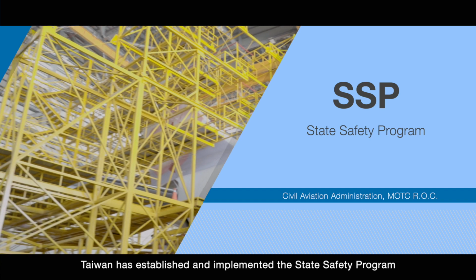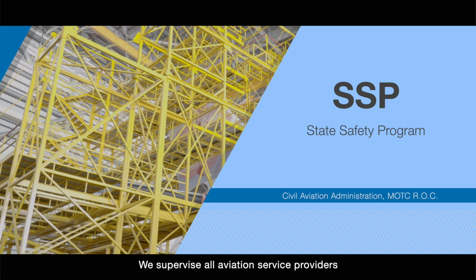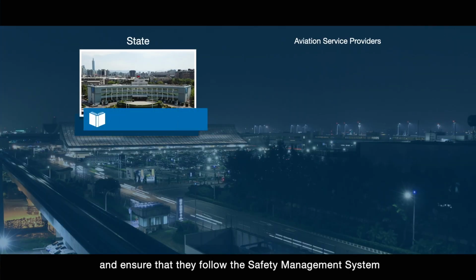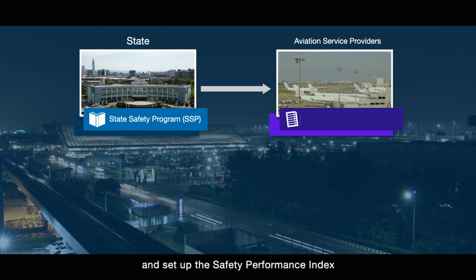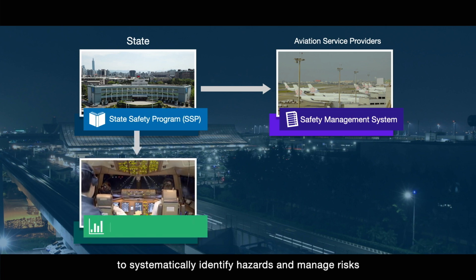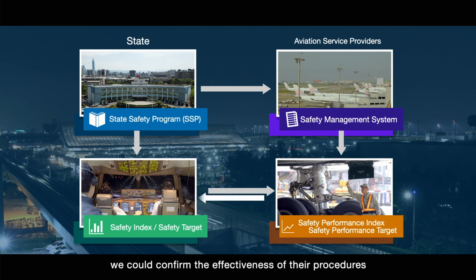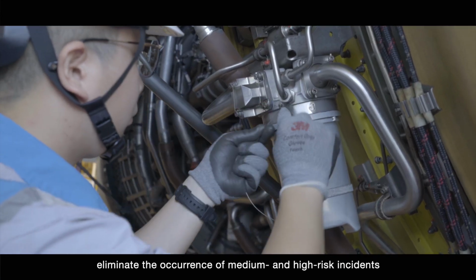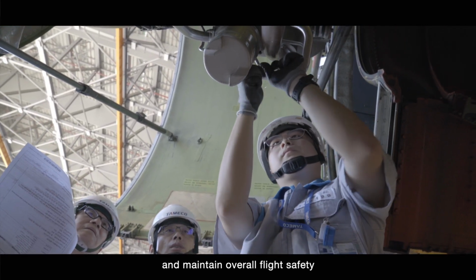Taiwan has established and implemented the State Safety Program. We supervise all aviation service providers and ensure that they follow the safety management system for implementing flight risk assessments, and set up the Safety Performance Index and Safety Performance Target to systematically identify hazards and manage risks. Through continuous monitoring and regular assessments, we could confirm the effectiveness of their procedures, eliminate the occurrence of medium and high-risk incidents, and maintain overall flight safety.